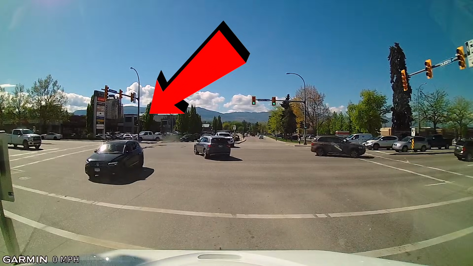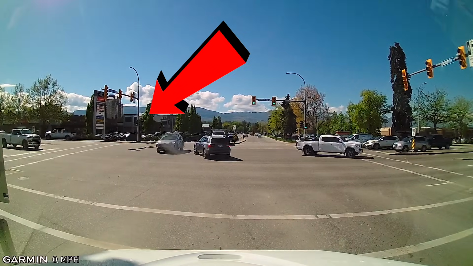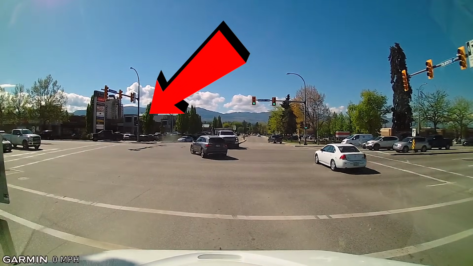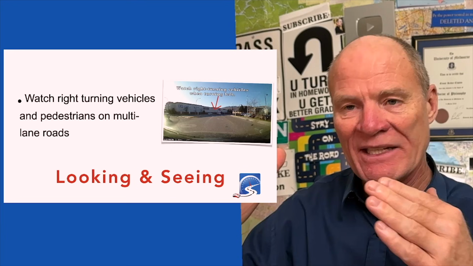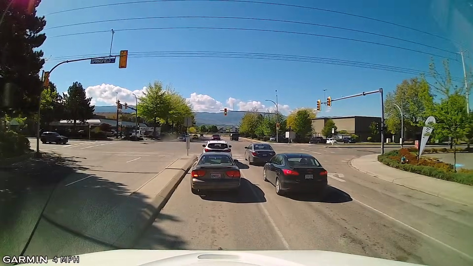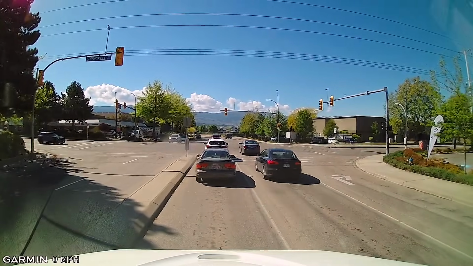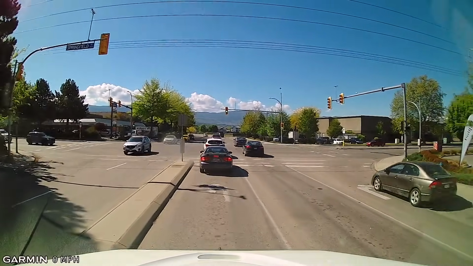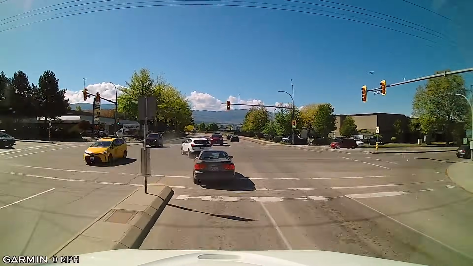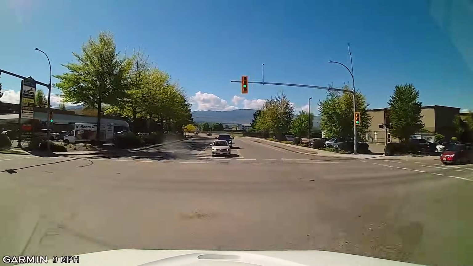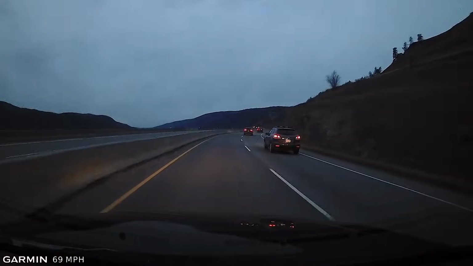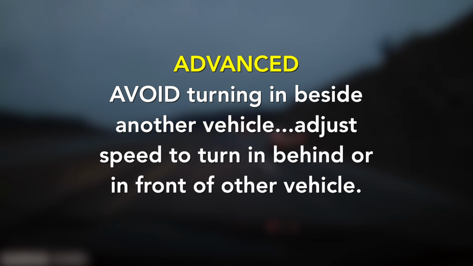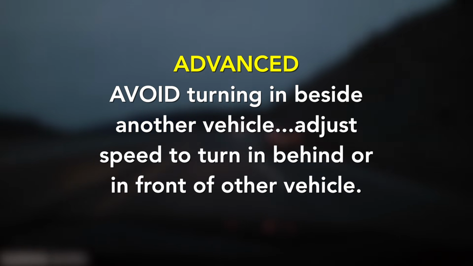Watch turning vehicles and pedestrians on multi-lane roads. If you're on a big intersection, oftentimes there will be a right slip lane on the other side of the intersection. So in addition to watching the traffic light, watching the oncoming traffic, and watching the pedestrians on the cross street, you also have to watch the right turning vehicles on the far side of the intersection so that you don't turn in beside them, because you don't want to go in like this. You want to either go in front of that vehicle or go in behind it. That's going to be an advanced safety strategy for you.